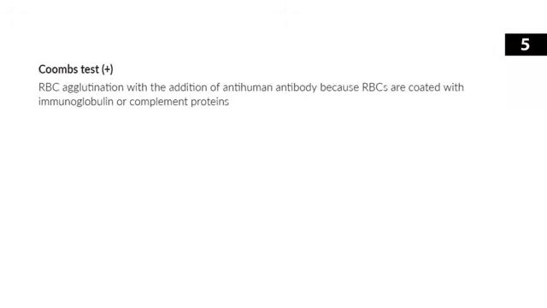Then the next question explains the Coombs test. Autoimmune hemolytic anemias will usually have a positive Coombs test. So what's a Coombs test? A positive Coombs test is when there's red cell agglutination that occurs when you add anti-human antibody, because the red cells are coated with either immunoglobulin or complement protein. So basically, the Coombs test is a test looking for antibodies to red blood cells.